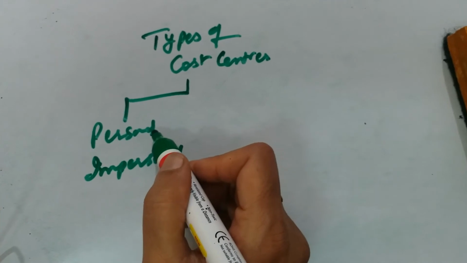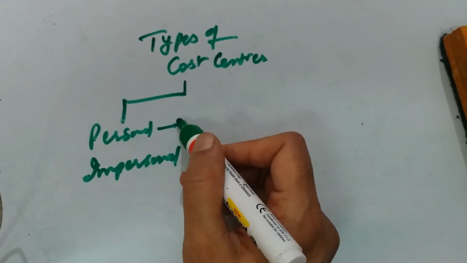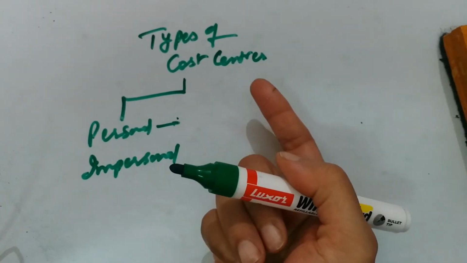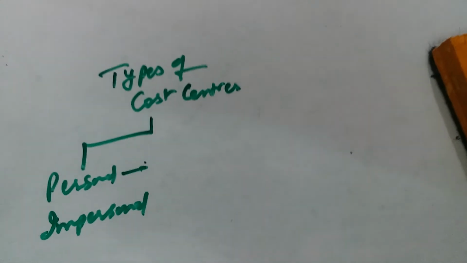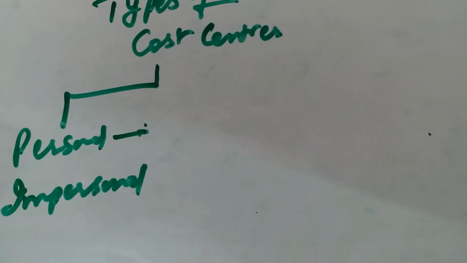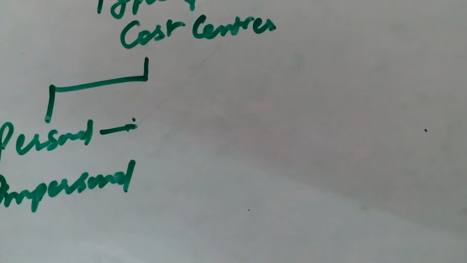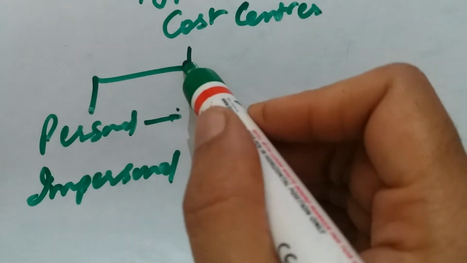Personal example, let's say when I said a salesman or a manager, that single unit can be our cost center. Then that is a cost center that deals with a person or group of persons, a personal cost center. And what is an impersonal cost center? An impersonal cost center deals with equipment or machinery or any location.